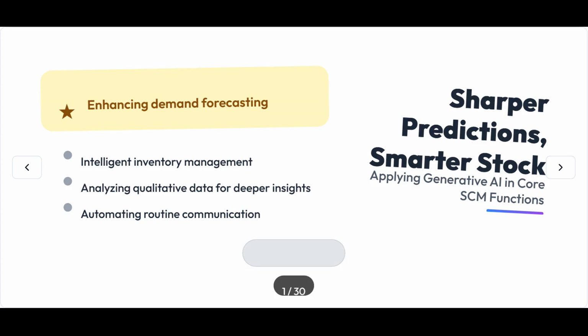Welcome back. In our last lesson, we covered the basics of generative AI and how it differs from predictive AI. Now we're going to explore its practical applications in 2 core areas of supply chain management: demand forecasting and inventory management. This guide shows how GenAI can enhance, not just replace, traditional methods by analyzing qualitative data and generating scenarios. It will free up your time for more strategic tasks.